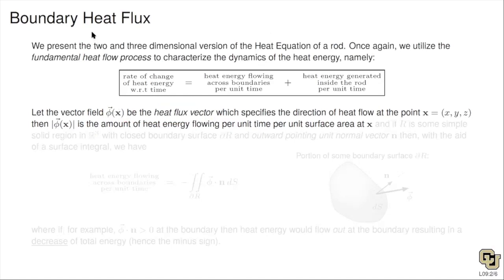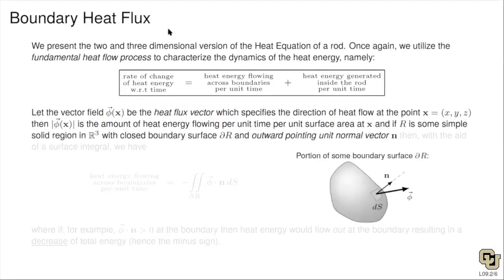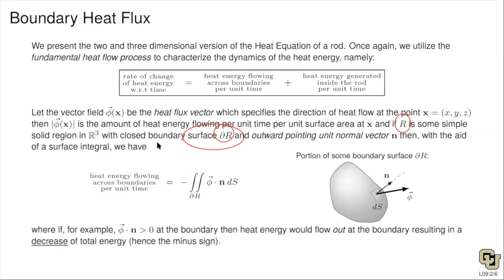Okay, so here, if we have some solid region R, and the surface of R is given by this notation. This is a very common notation for the surface of R. It looks like a partial, but when R is a solid region, it's understood that notation is referring to a surface. So this would be the surface of R. And so we can calculate Fourier's law, or we can calculate the heat flux across the boundary using this integral.